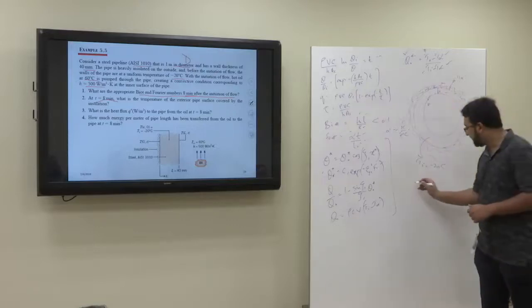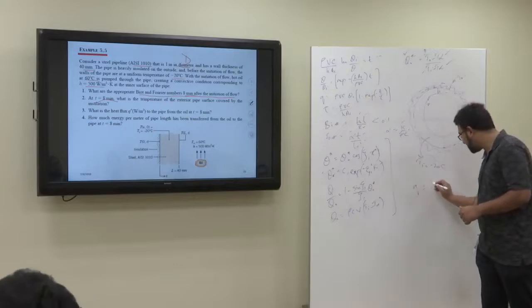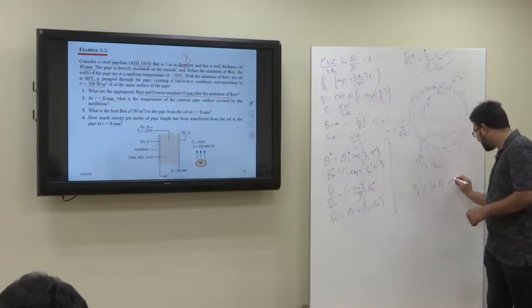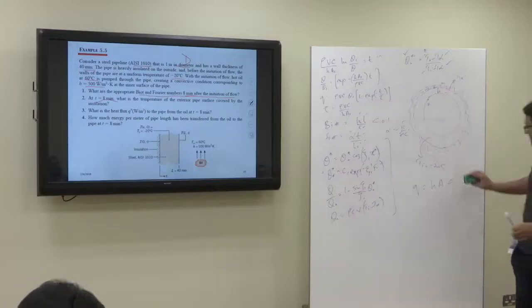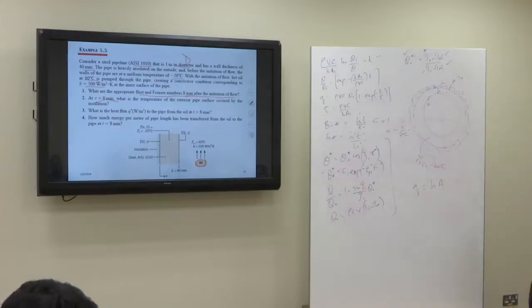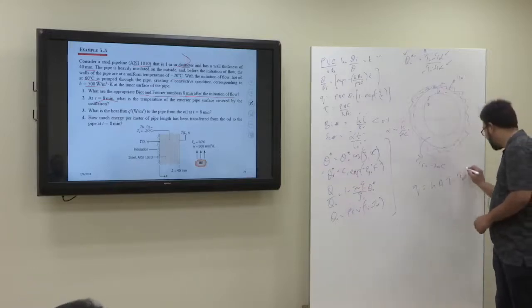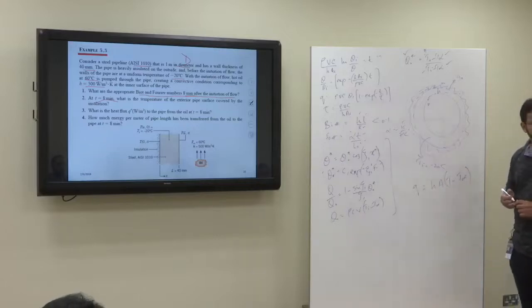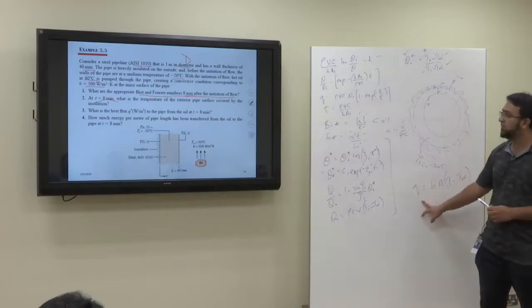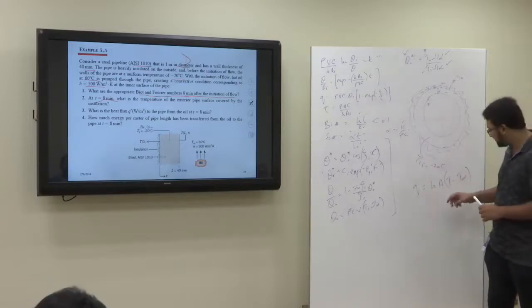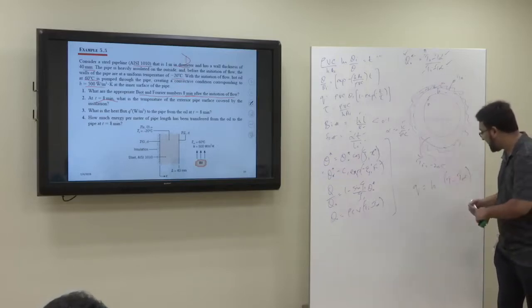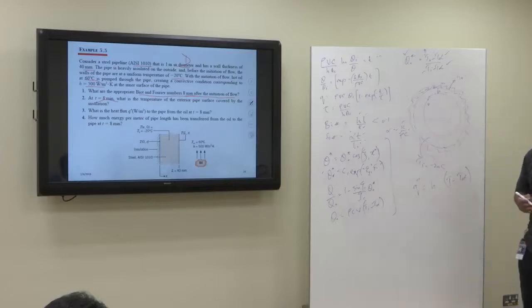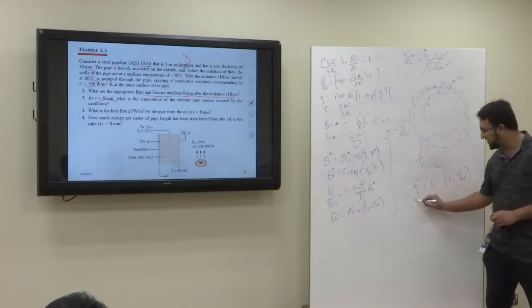So what's the formula for heat? Q is equal to hA delta T, where delta T is T minus T infinity, right? But we do not want to find Q. We need to find heat flux. So let's remove area from here. That's the heat flux now, right? This is the thing that we need to find.